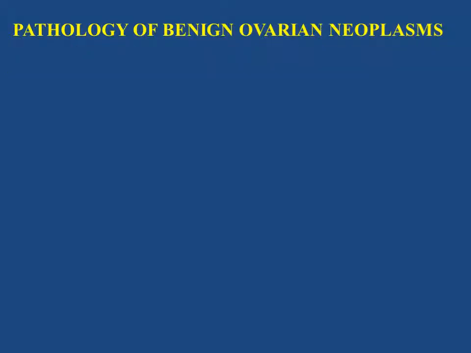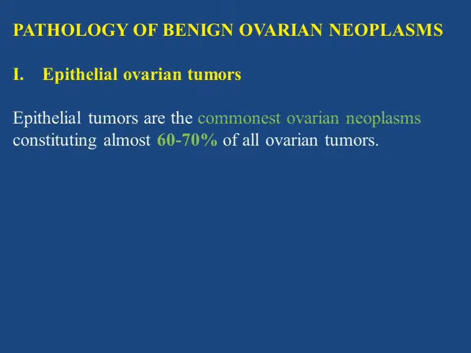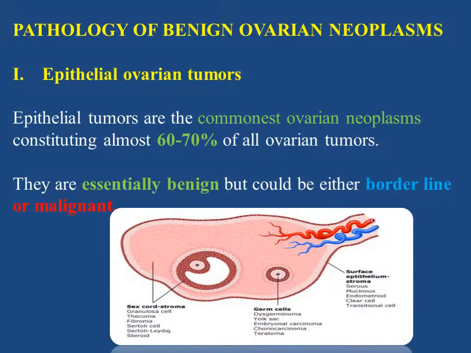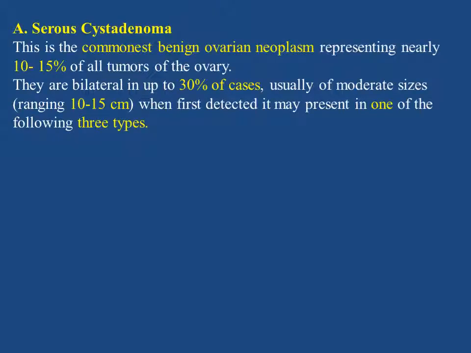What about the pathology of benign ovarian neoplasm? As I told you, the epithelial ovarian tumors are the commonest ovarian neoplasms, almost 60 to 70% of all ovarian tumors. They are essentially benign, but could be borderline or malignant. We have serous cystadenoma, the commonest benign ovarian neoplasm, 10 to 15% of all tumors of the ovary. They are bilateral in 30% of cases. The size ranges from 10 to 15 centimeters when first detected.